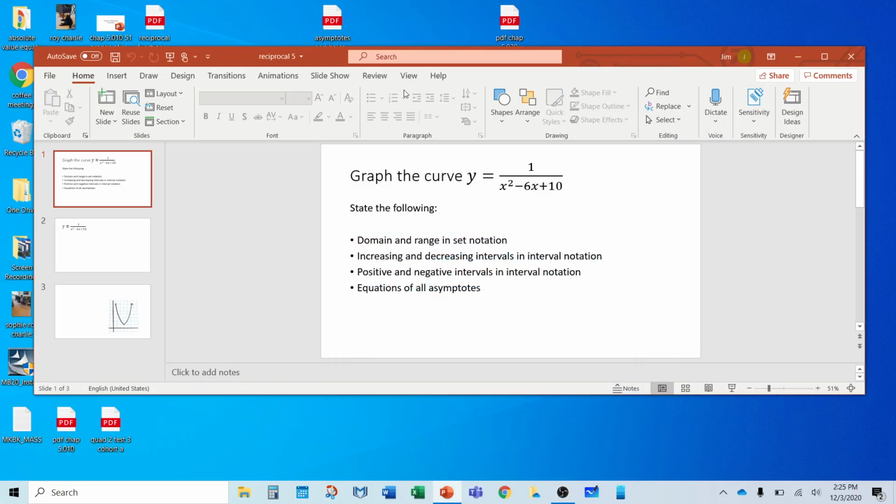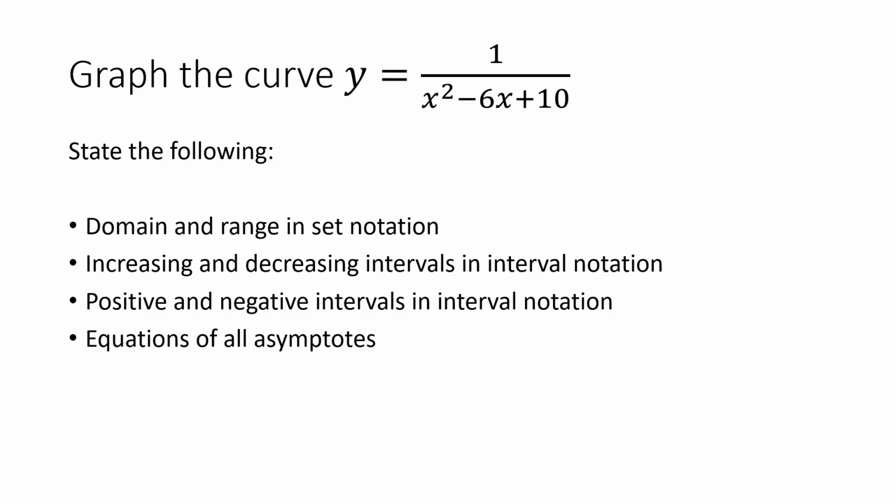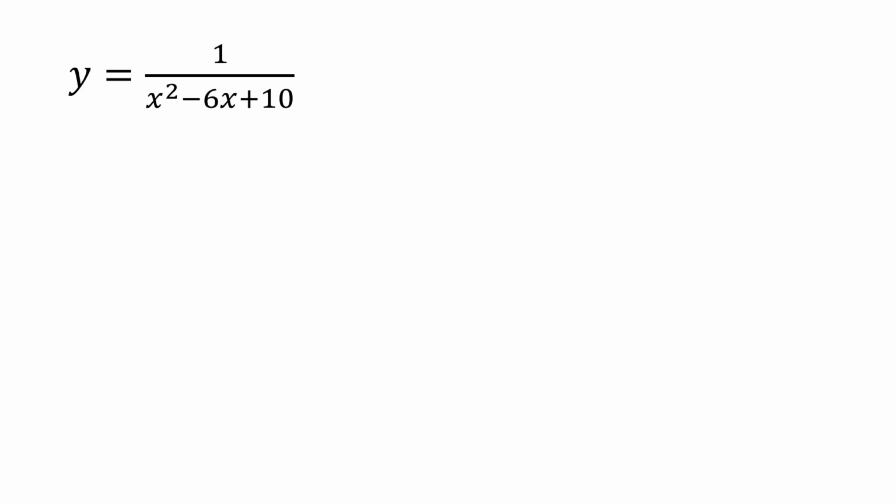In this video, we're going to graph the curve y equals 1 over x squared minus 6x plus 10. Okay, so in order to graph this curve, we should begin by graphing y equals x squared minus 6x plus 10. Now, we can go about trying to find what the x-intercepts are to help us graph that curve.